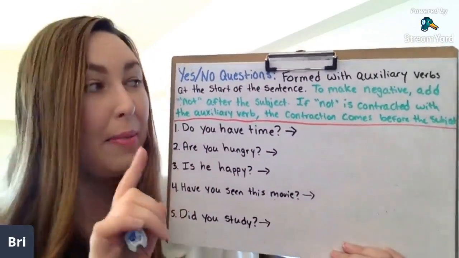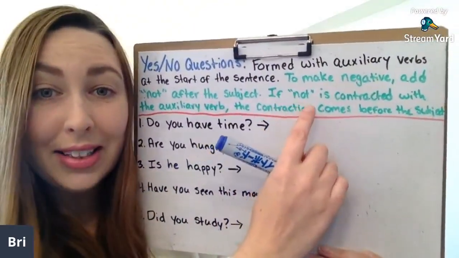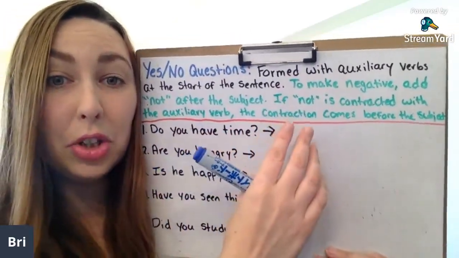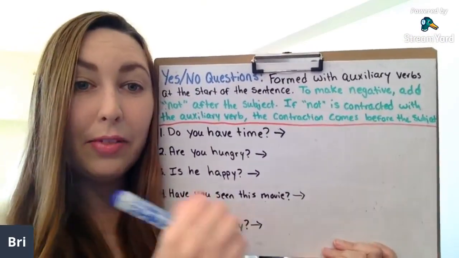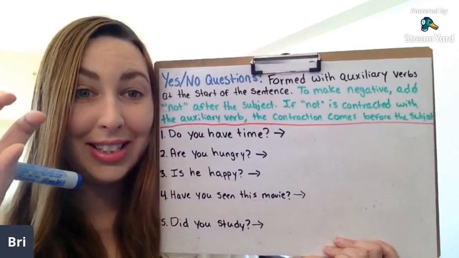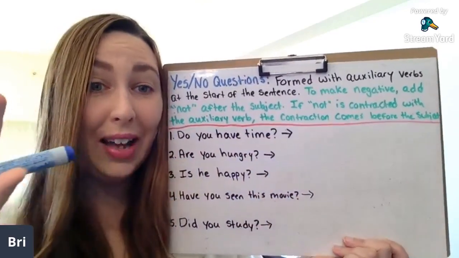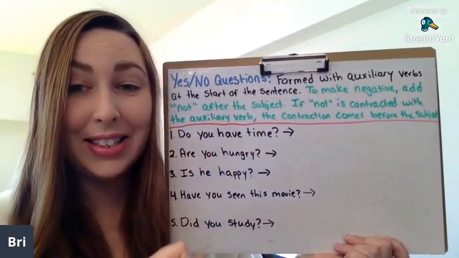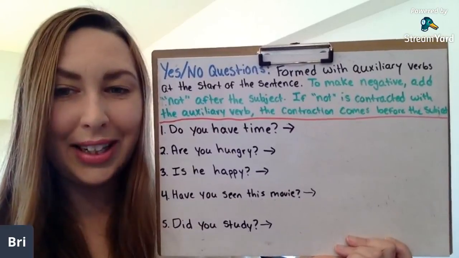However, the most confusing thing for students is that if not is contracted with the auxiliary verb, the contraction comes before the subject. Okay, so we have two patterns. So we can have our auxiliary verb, subject and not, or we can have the contraction, auxiliary verb and not, then the subject, okay? So a little bit confusing, I think.